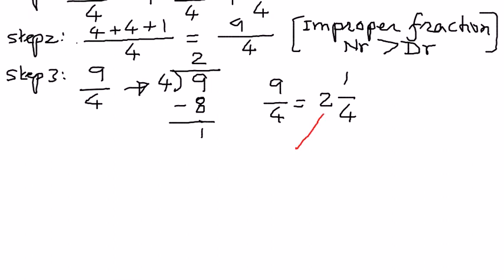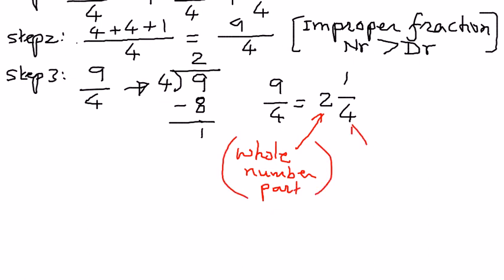Therefore, here, 2 is the whole number part of this mixed number, and 1/4 is the fraction part. This is the fraction part of the mixed number. So therefore 2 and 1/4 is a mixed number, and that is how we want to be able to understand these mixed numbers. In my next presentation, we shall see how to write mixed numbers as improper fractions.